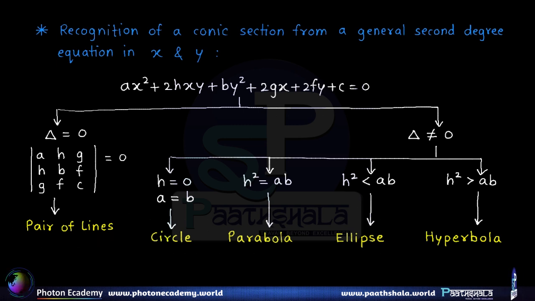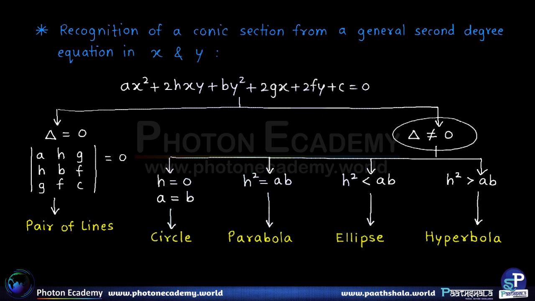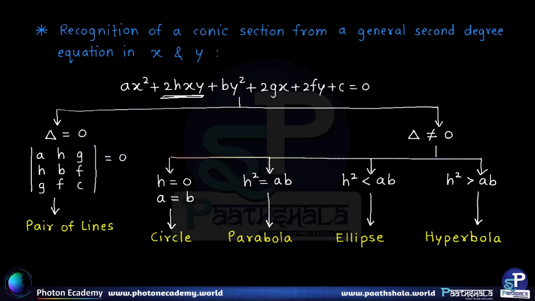Now as we go to the other branch, that is, if delta is not 0, then within that there are 4 cases based on the interrelation between h, a and b. In case h is 0, which means the xy term is absent, and a equals b, meaning the coefficient of x² and the coefficient of y² are the same, then that equation always represents a circle.